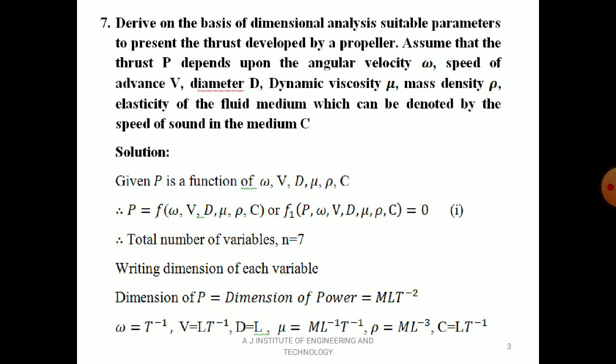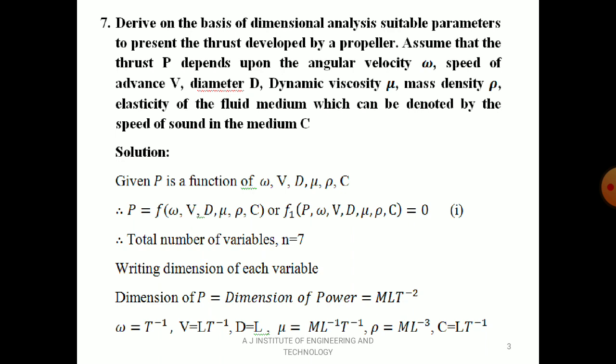The independent variables here are omega, that is angular velocity, then speed of advance, capital V, then diameter D, then dynamic viscosity mu, then density rho, and the last one is speed of sound, capital C. We can write the dependent parameter as a function of the independent parameters. The dependent parameter is thrust; here they mentioned the thrust force has to be taken as P, otherwise you can use the notation F. So P equals f of omega, V, D, mu, rho, C, or we can rewrite the expression as f1 of P, omega, V, D, mu, rho, C equal to 0. Take it as expression 1.